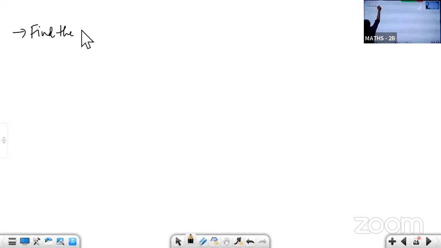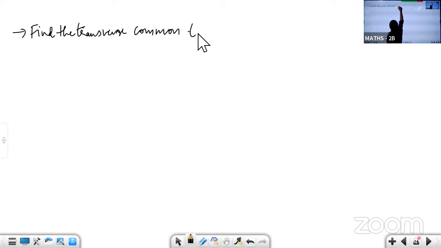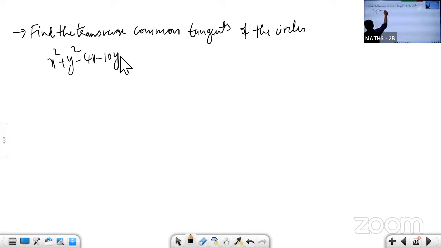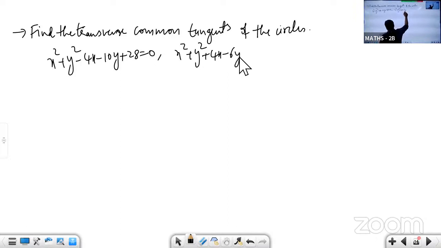Find the transverse common tangents of the circles x square plus y square minus 4x minus 10y plus 28 equal to 0, and x square plus y square plus 4x minus 6y plus 4 equal to 0.